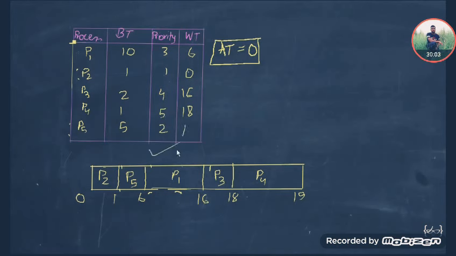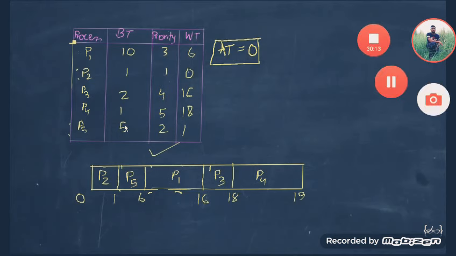Alright, so this is the waiting time, and you can find the average waiting time, which is just the sum of the waiting times divided by the number of processes. Alright, so that's about it for priority scheduling. This was another really easy algorithm.